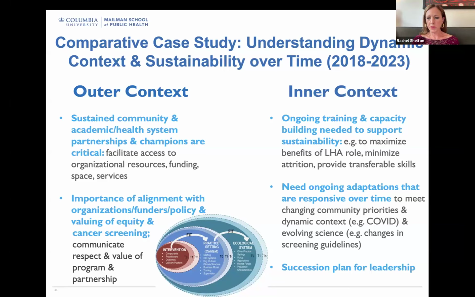It's not a conversation that everyone wants to have. It's a hard one, but really thinking about, we know how important that is for sustaining a program. So having plans in place for succession or for shared leadership models over time, I think can be critical.